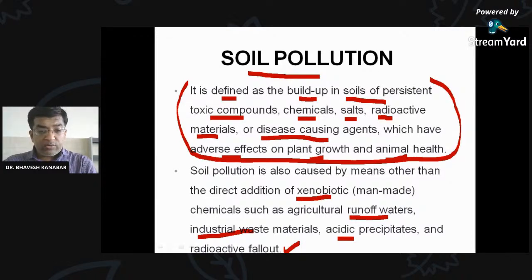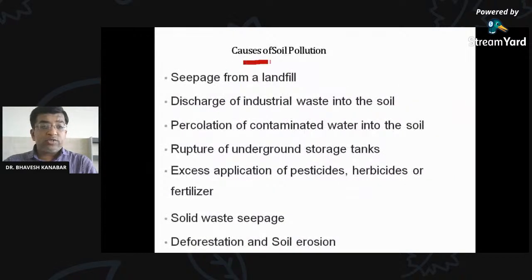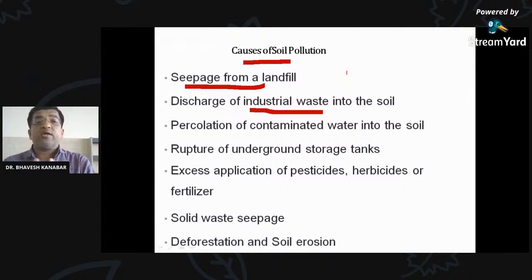Okay, so we are going to see further causes of soil pollution. Try to remember the causes of soil pollution. Seepage from landfill. Seepage means leakage. Seepage is similar to leakage. Leakage from landfill. Discharge of industrial waste into the soil. So you can see that from many industries, waste water or any other waste, solid waste, can be discharged into the soil and it causes soil pollution. Percolation means penetration. Percolation of contaminated water into the soil from industry, from household, from corporation area.